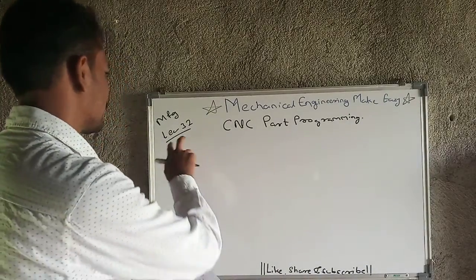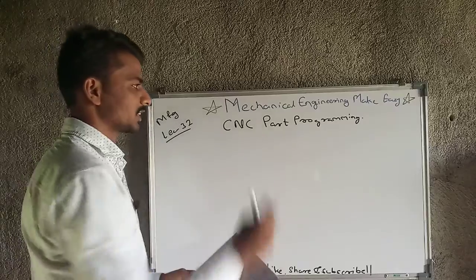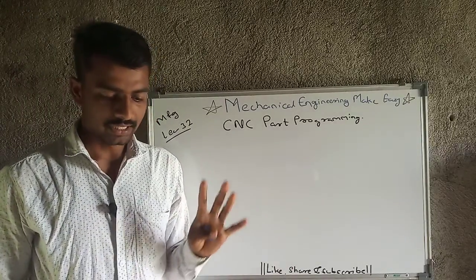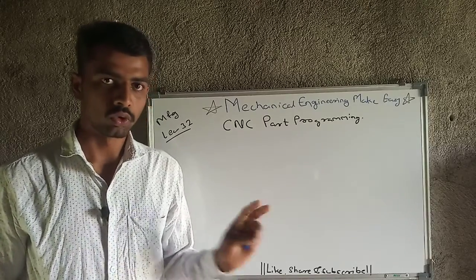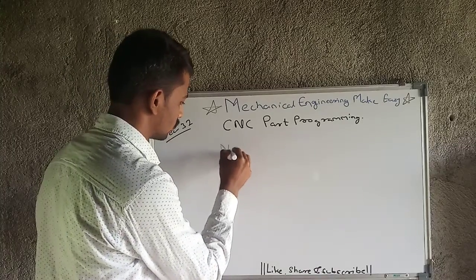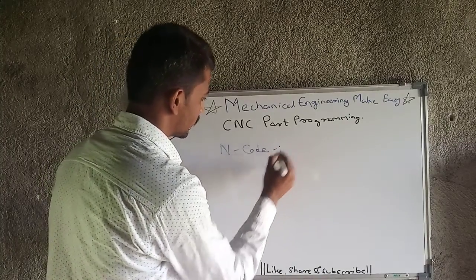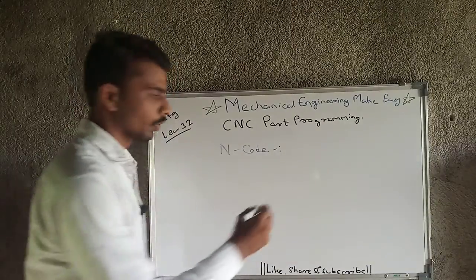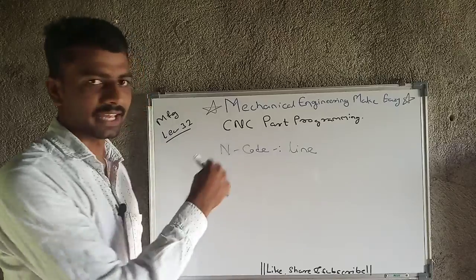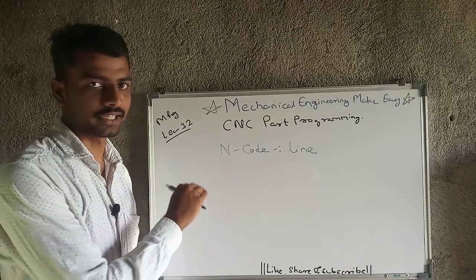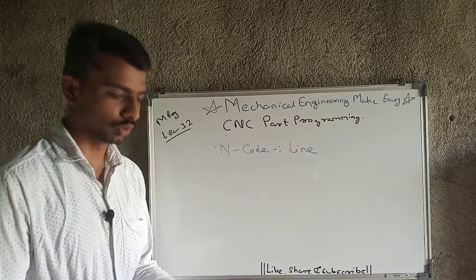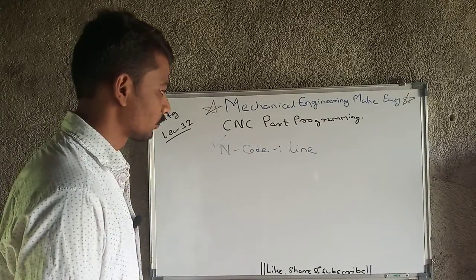This is the 32nd lecture of manufacturing and we are moving with CNC part programming. In part programming, nearly 6 types of codes are used. First is the N code. N code is used for denoting the line. For the first line the code will be N001, for the second line the N code will be N002, and every line will start with the N code. This is the function of the N code.